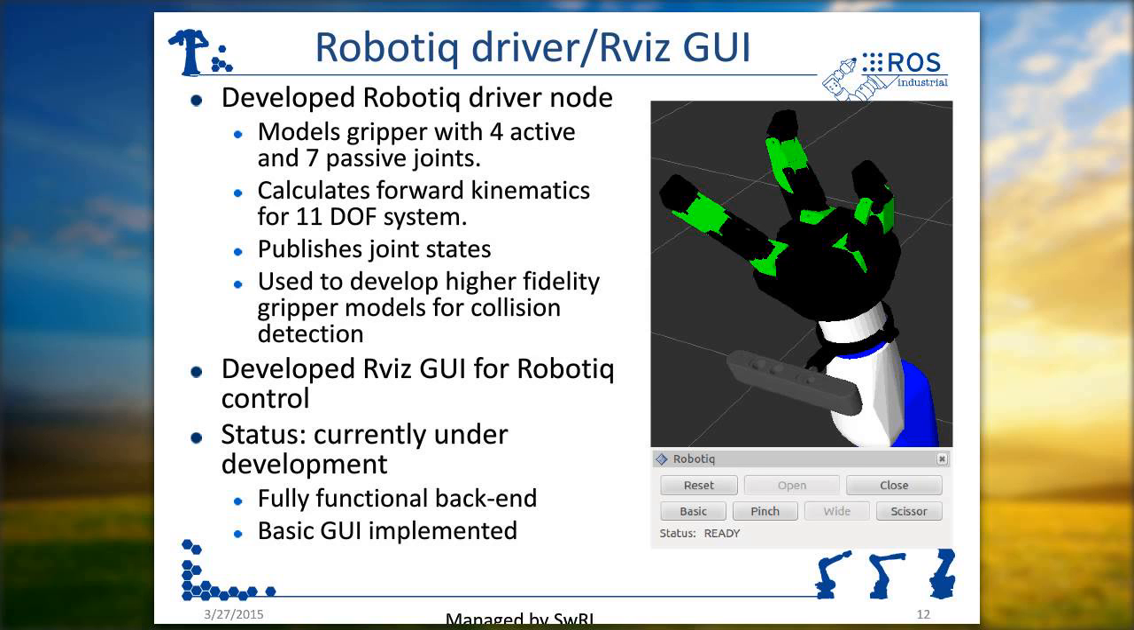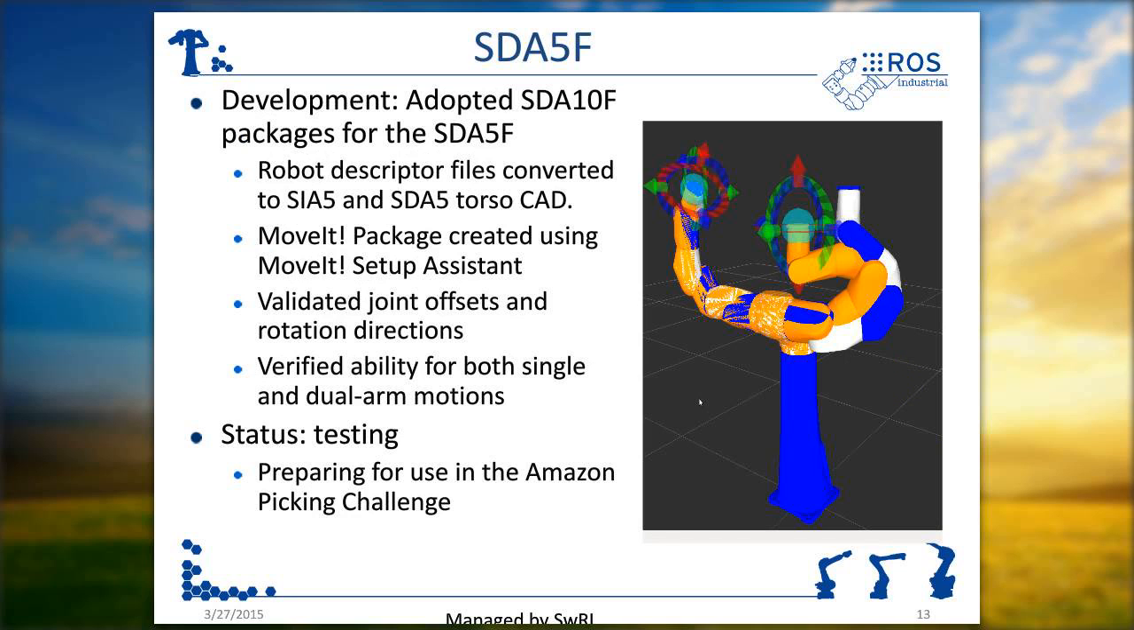So we developed the GUI there, we developed the collision model, came up with a way to do the forward kinematics with the 7 degrees of freedom in it, and publish these joint states, which allows us to do collision detection with them. So that's been a bit of a boon for us, that one.